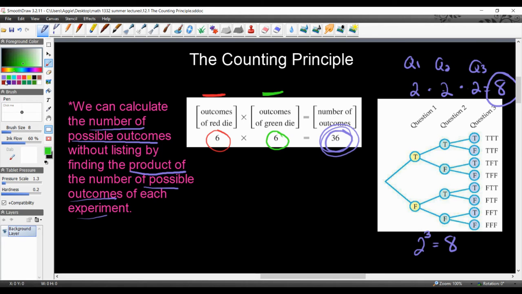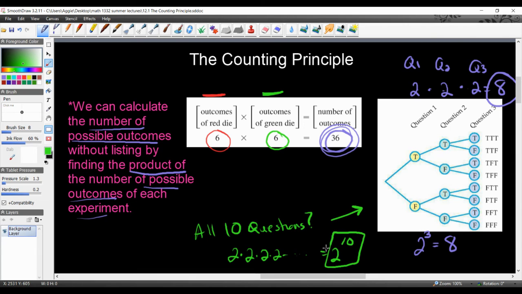And with that information, the question I asked before, what if we wanted all 10 questions? Let's say the quiz had 10 questions. Well, it's going to be 2 for the first one, 2 for the second, 2 for the third, 2 for the fourth, and so forth till we get to the 10th. So it would be 2 to the 10th power. Interesting. A lot easier than doing all this as well.